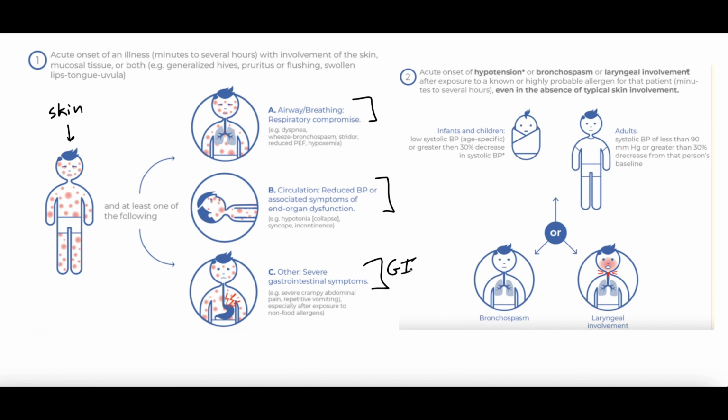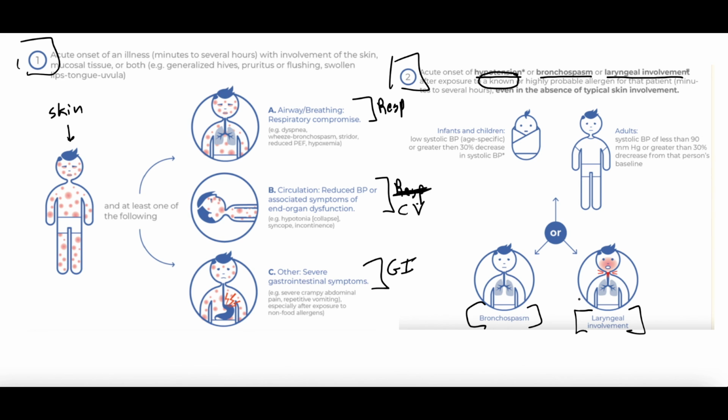All right, so we have the GI, the respiratory, and this is actually the respiratory up here. This is the cardiovascular down here, cardiovascular CV. And then their secondary definition, or 2, was the acute onset of hypotension, low blood pressure, bronchospasms or wheezing in the lungs, or laryngeal involvement, swelling of the throat, after a known exposure. And that's what they spell out here, right? Laryngeal involvement, which is swelling in the throat, bronchospasm, which is wheezing in the lung. You can see here they have a throat that's all red. Here they drew out the lungs. And also hypotension or blood pressure less than 90 systolic.